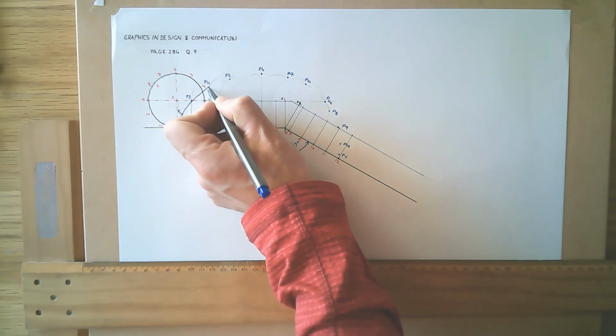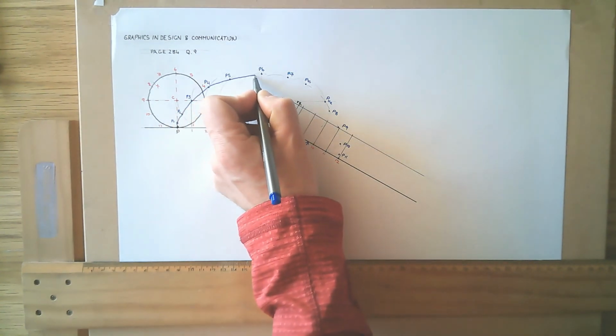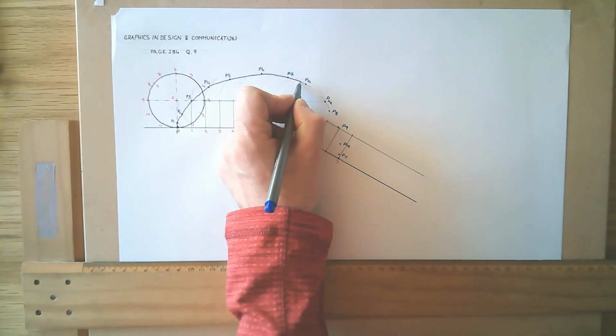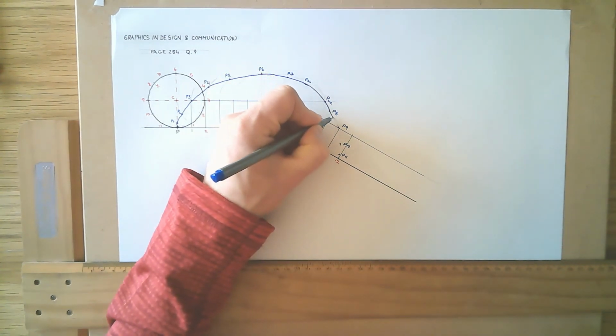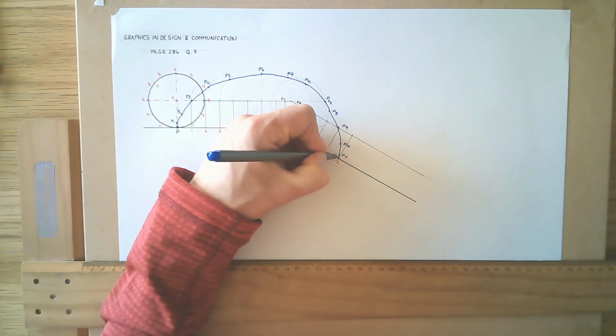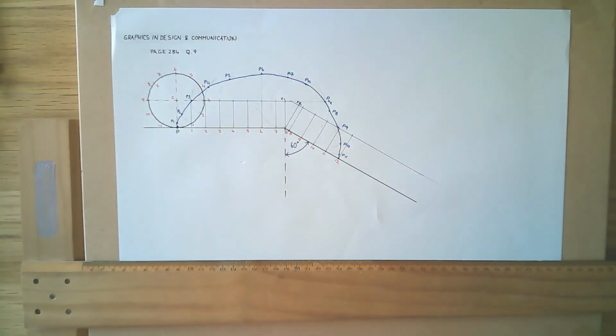That's the path, or the locus of point P throughout that motion. There you go guys, that's point P plotted throughout that motion, and as you see it in place there.